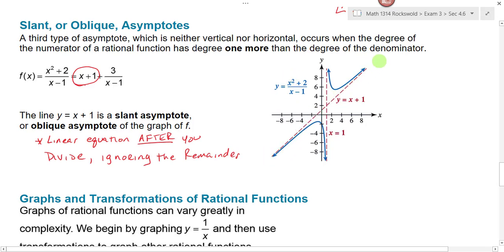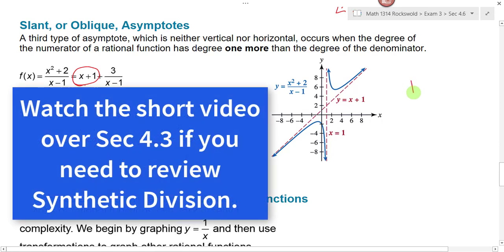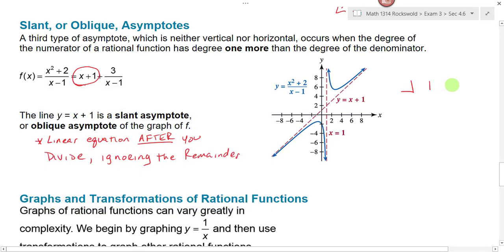How you get the equation of that slant asymptote is you use division. So I could divide this using synthetic division. What number would I put over here for the synthetic division? I have 1x squared plus 0x plus 2. What number goes over here? 1. So I would divide.